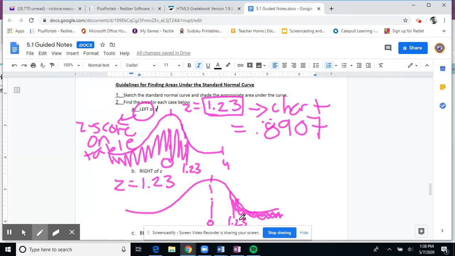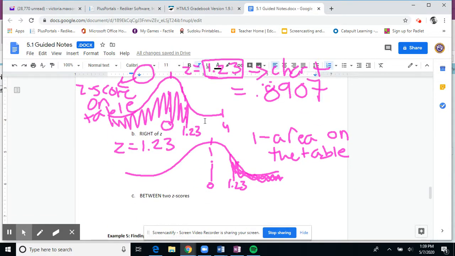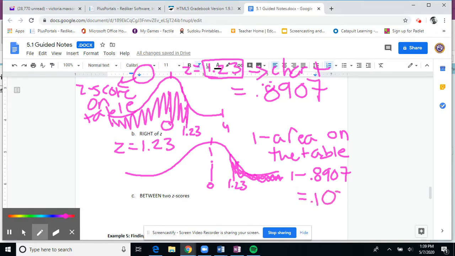If the total area under the curve is 1 and the table gives us the area to the left, if we want to find the area to the right, we do 1 minus the area on the table. So to find the area to the right of 1.23, we would do 1 minus 0.8907. And that's going to give us the area to the right, which would be 0.1093.